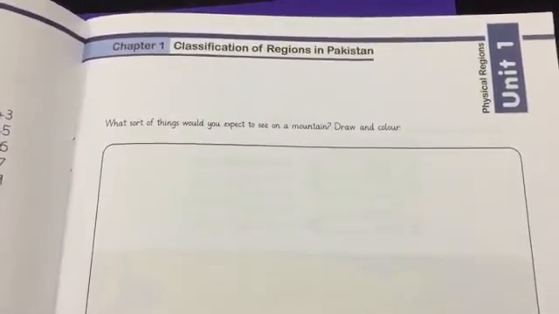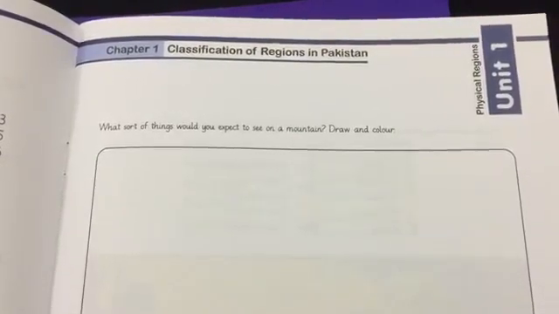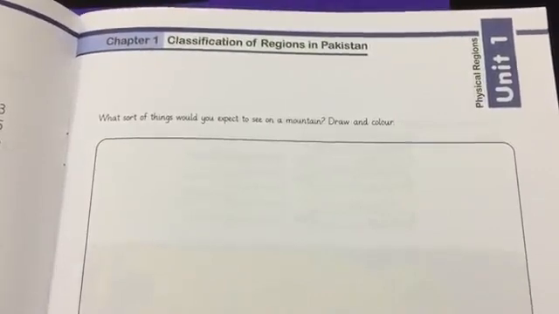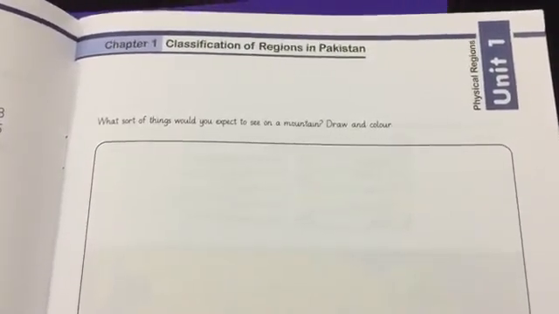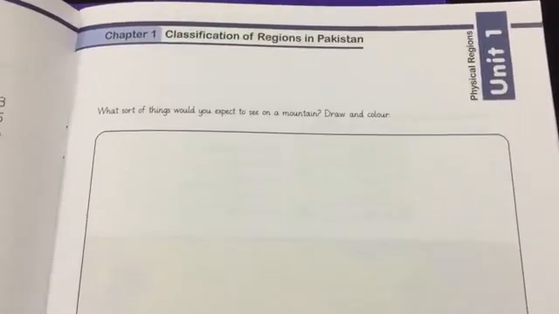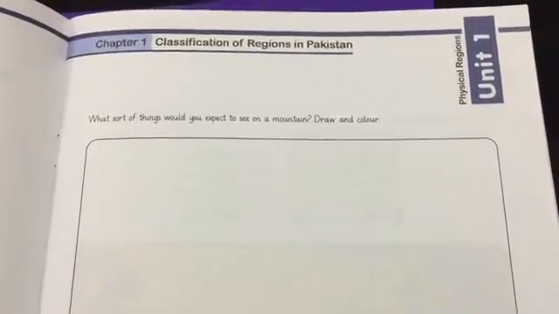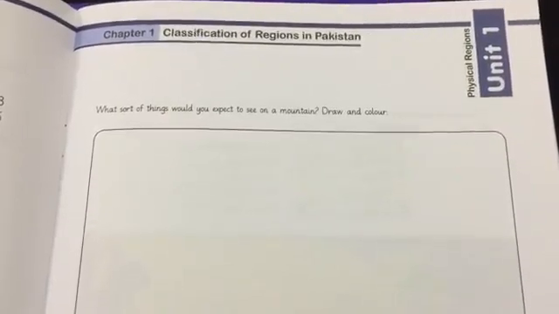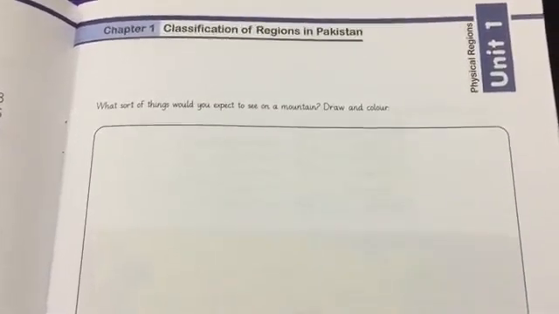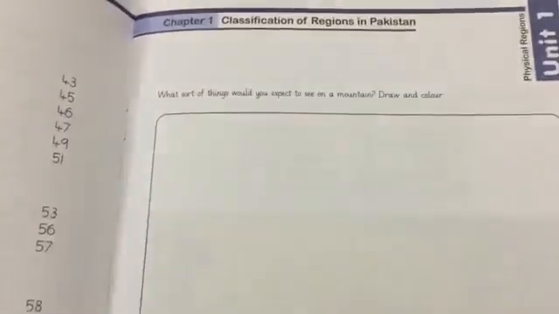So take out your workbooks, page number 1. The first question is, what sort of things would you expect to see on a mountain? Draw and color those things that you expect you can see on a mountain. For example, if you have ever gone to the mountainous regions of Pakistan, you would have seen mountains, definitely. There are pine trees, and some other types of trees that are only found in mountainous areas. Then you would have seen some kinds of animals and other things that you could not find in the plain regions, but only in the mountainous regions. So you have to draw all those things and color them.